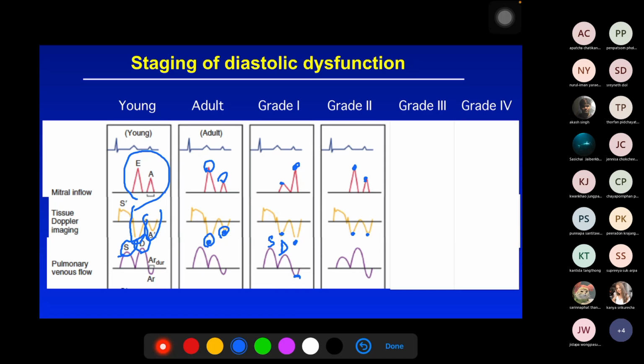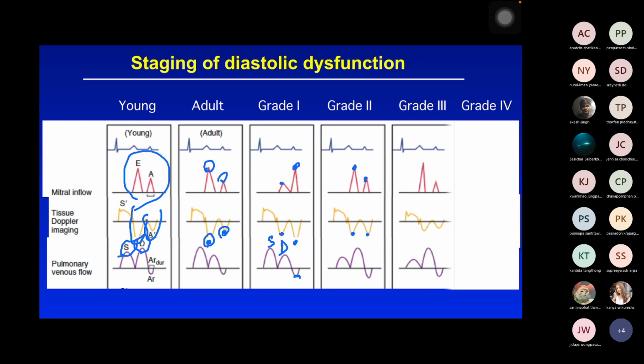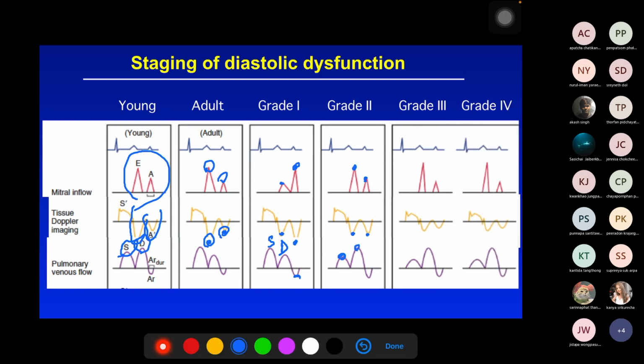And on the pulmonary vein Doppler in grade 2, you will start seeing S decrease and D increase, so the S to D ratio is less than 1. You start seeing that in grade 2 diastolic dysfunction. Okay. So in grade 1, the pulmonary vein Doppler looks normal. In grade 2, you start seeing S less than D, then the S to D ratio is less than 1.